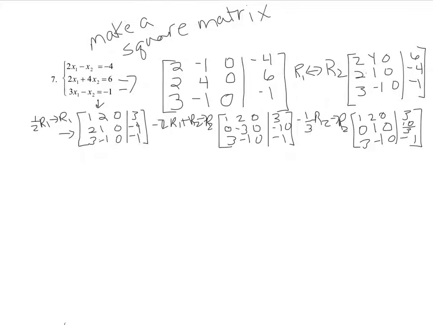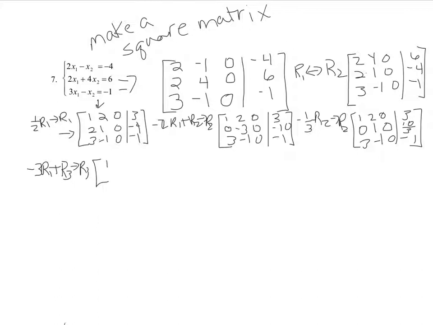Okay, ready to look at the bottom row. I need to turn the 3 into a 0. To make that happen, I'll have to multiply negative 3 times row 1 and add it to my row 3 to get my new row 3.